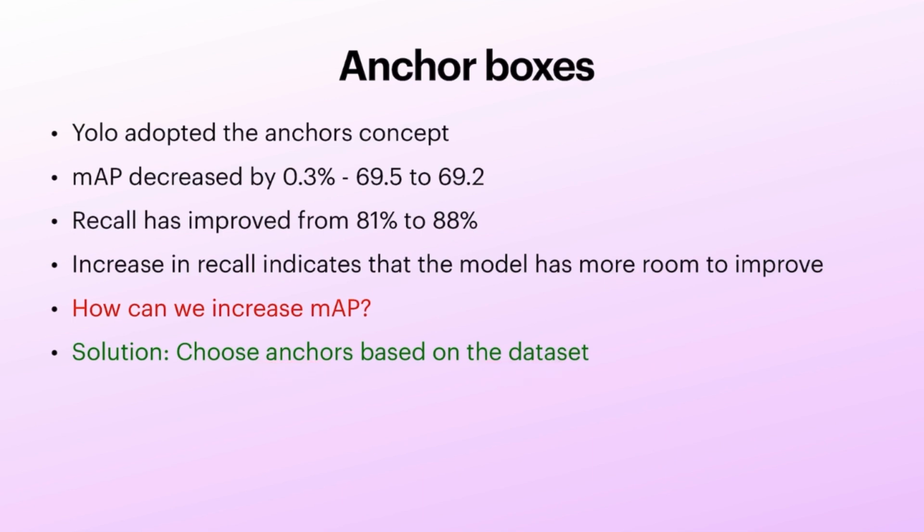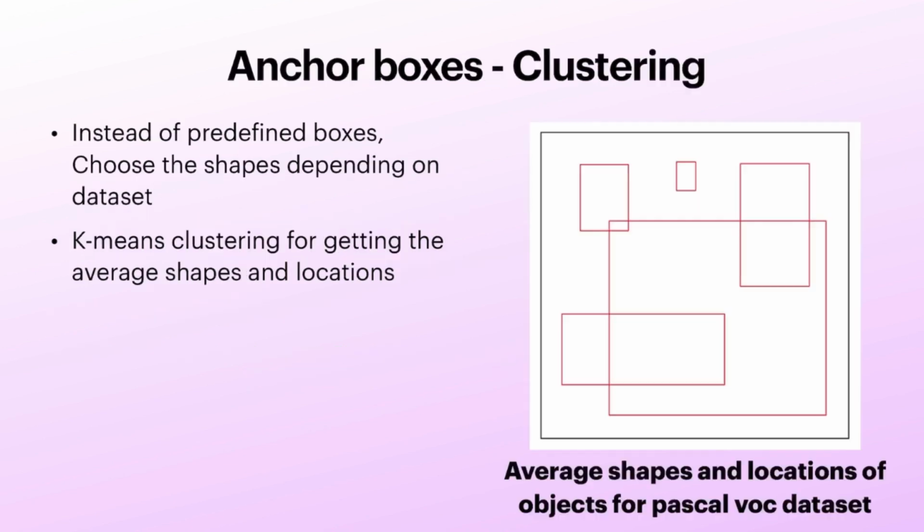Let's say I am training on only the birds data set. So birds data set, I will never get this kind of box, right? Very less chances that I will get that kind of box. So if I choose the anchors based on the data set, that is well and good. How do we do that?